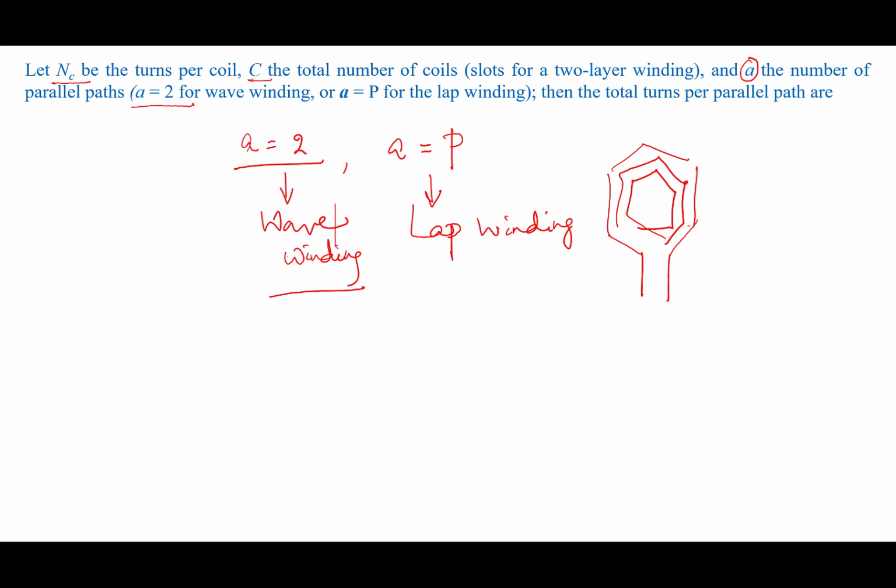Okay. So now I will find the total number of turns per parallel path, so that I can easily calculate the voltage induced in the generator. Okay.